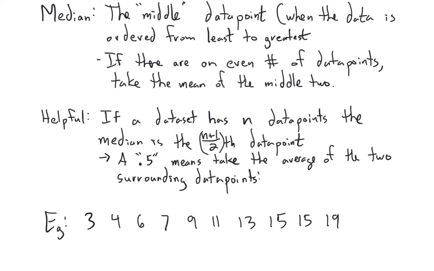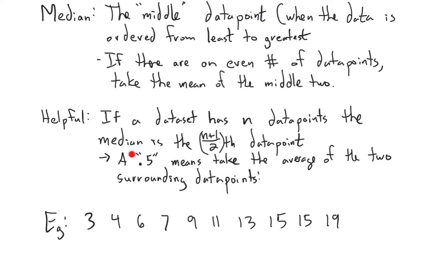Now, if you have an even number of data points, then you're going to have 2 in the middle. So you just take the average of the middle 2, and we'll see an example of this. There's a nice helpful way to figure out which data point you need. If you have a really large data set, this is more helpful. It's harder to count. So if we have n data points, just figure out what (n plus 1) over 2 is, and that tells you which data point, once they're ordered, is the median.